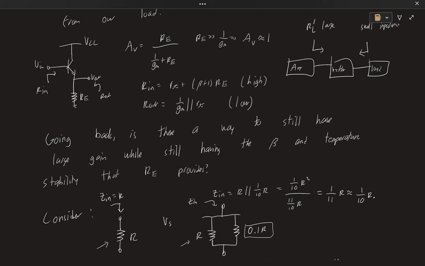So this is very common when we design things: if we want two things in parallel and we want that output to be the smaller one of the two, it's a good approximation to make the second thing you add in parallel 1/10 the impedance of the first, to get it to be equal to the impedance of the second. Okay, so we want 1/10 of R roughly to make this good approximation. And 1 over 11 R is roughly 1/10 R.